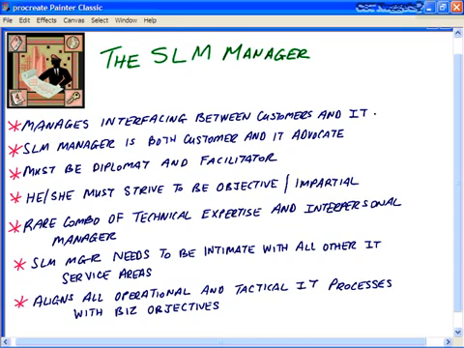Think of this person almost as an ambassador to another country who has a deep and experiential knowledge of that country that they're an ambassador to. So they are an interface. They are a liaison between IT and customers. Remember the customer here, this is a different kind of term than the customer, the person who walks into a 7-Eleven, for example. Now, the SLM manager is an advocate for both the customer and IT.